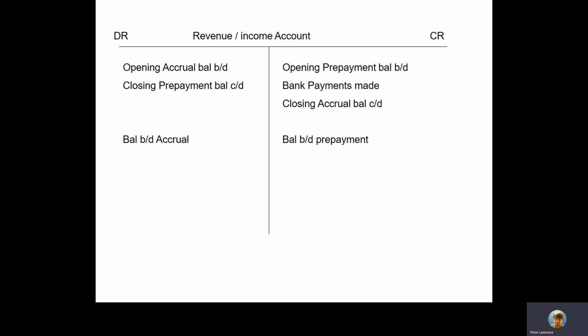So for a revenue account, that's your layout. Your prepayments are brought down on the credit. Your accruals are brought down on the debit. At the end of the year, your prepayments are carried down on the debit, and accruals are carried down on the credit. Don't forget to do those double entries to the asset and liability accounts, though. Otherwise, you'll lose half the marks.